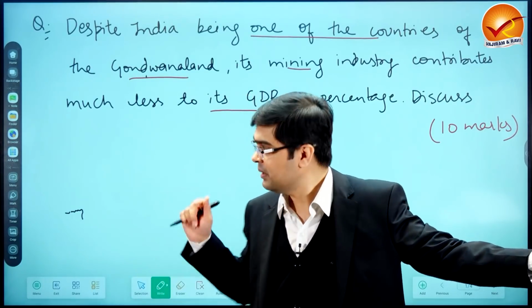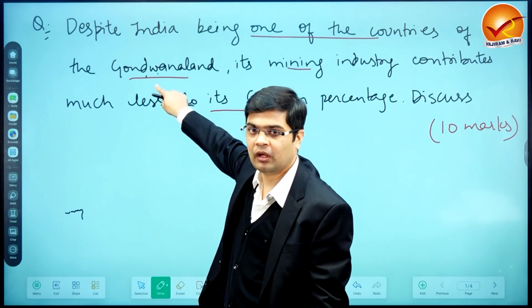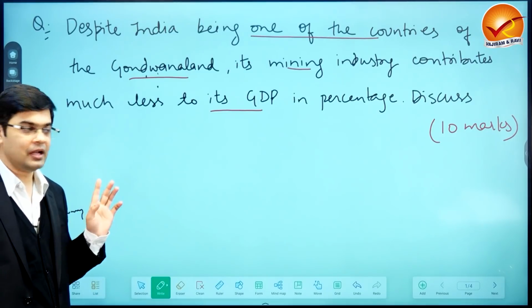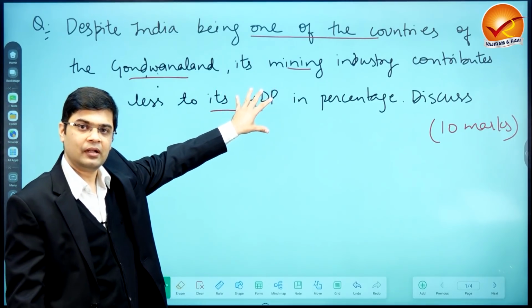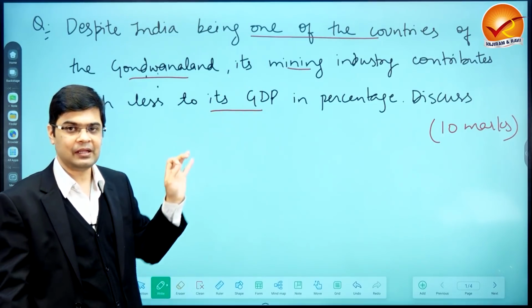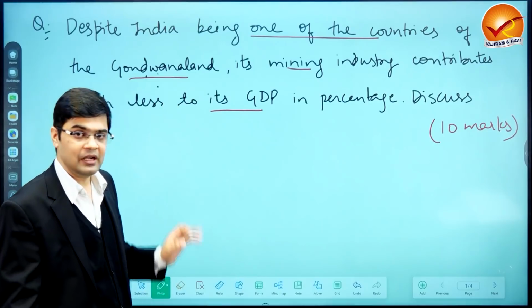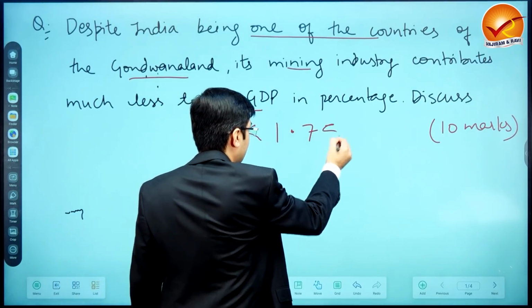So when you start the question, you will start by introducing and telling the examiner that yes, what the examiner is saying, you also know that. You will say that the share of mining in the total GDP of the country is less than 1.75%.